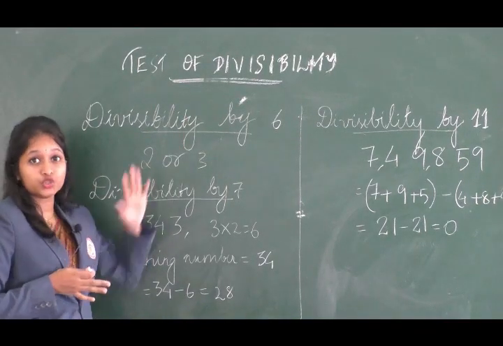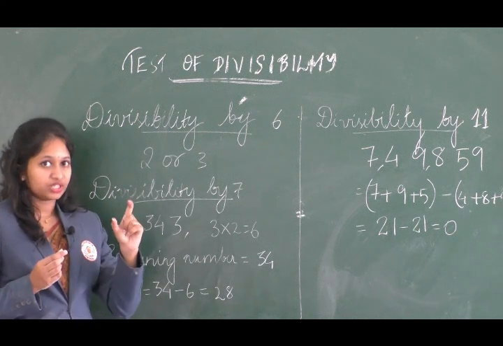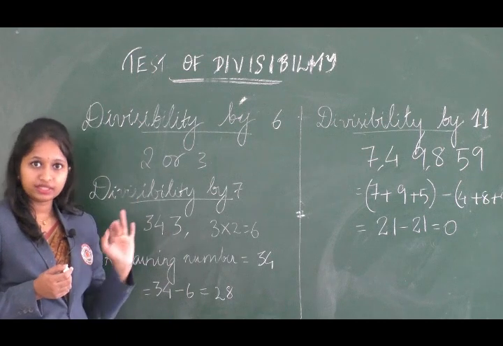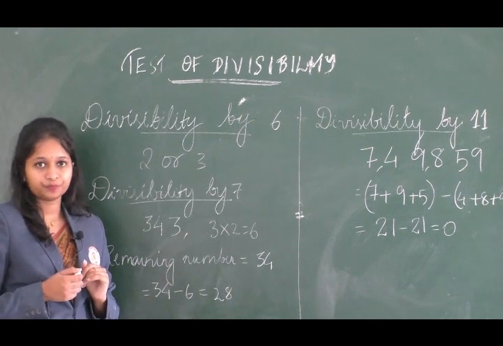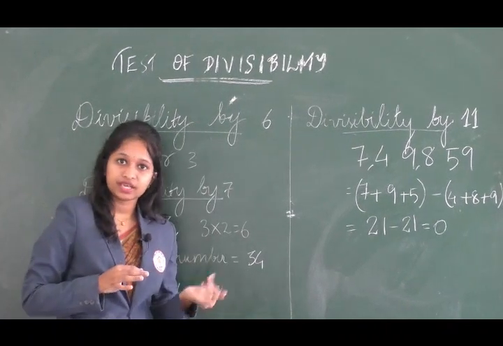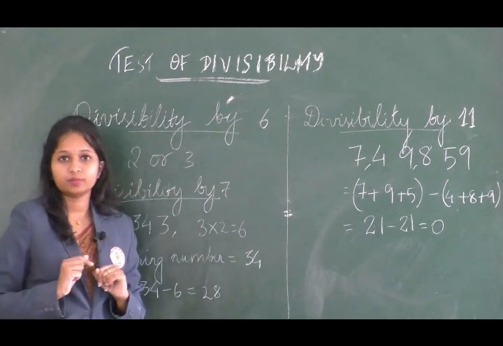Now let's move on to divisibility by 6. In case of 6, if the number is divisible by both 2 and 3, then the number is divisible by 6. For example, 36. 36 is divisible by 3 as well as 2, right? So the number is divisible by 6.